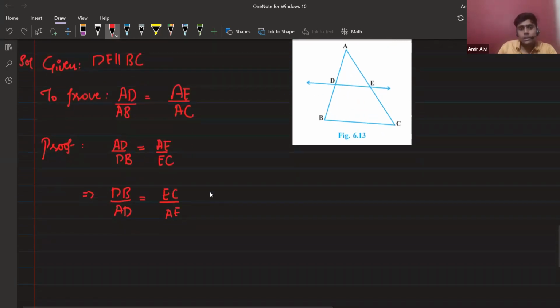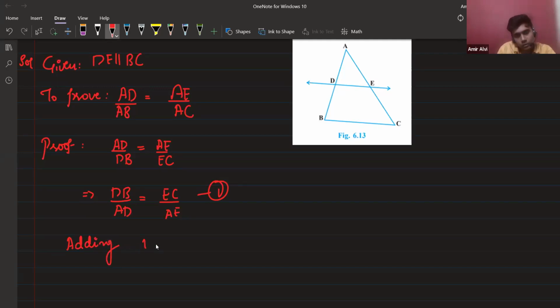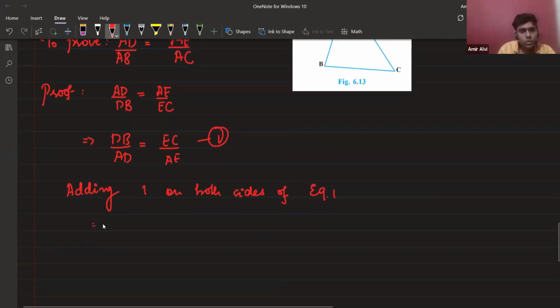Now Adil, this is your equation number 1. If I add 1 on both sides, is it allowed? Because math says that if you add on the right hand side, you can add on the left hand side as well. Yes. Adding 1 on both sides of equation 1, basically DB by AD plus 1 is equal to EC by AE plus 1.